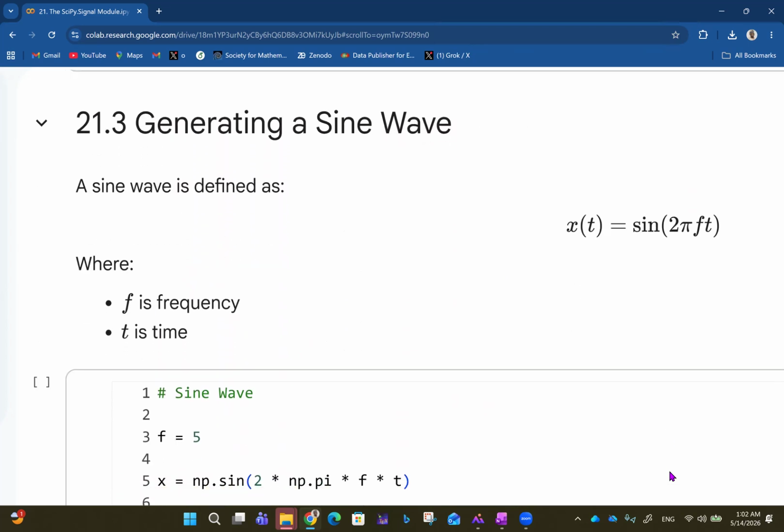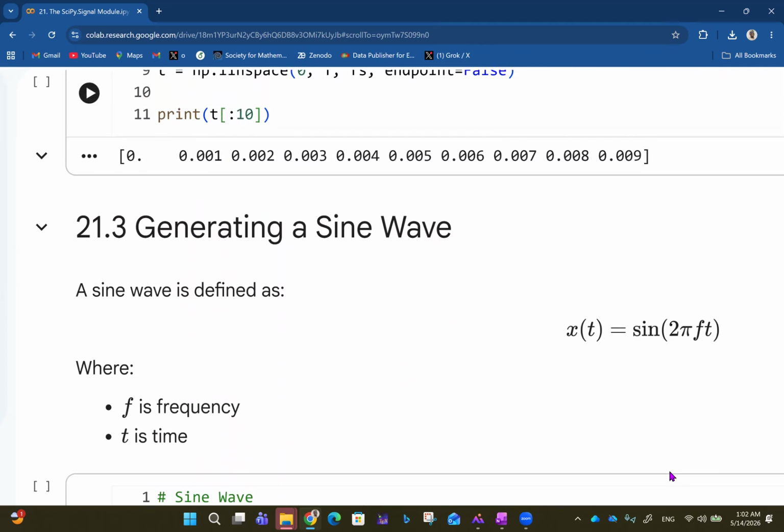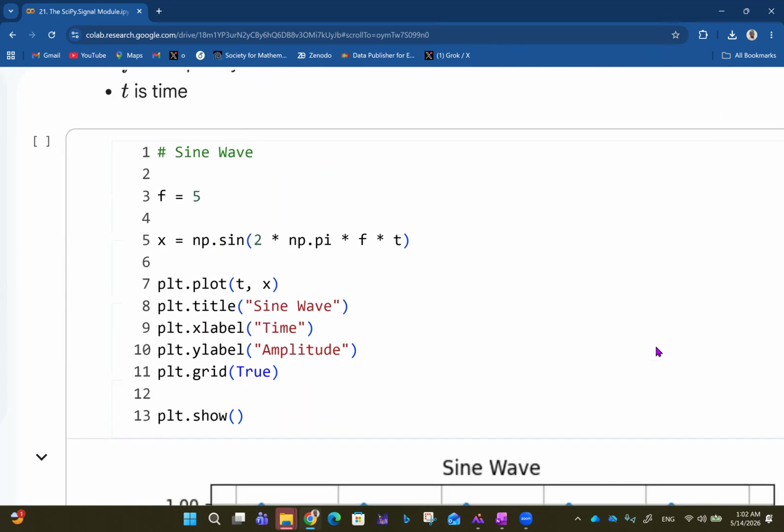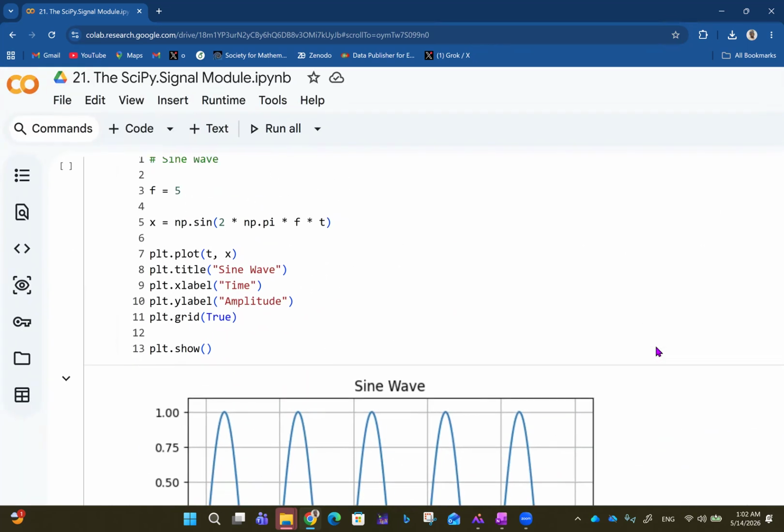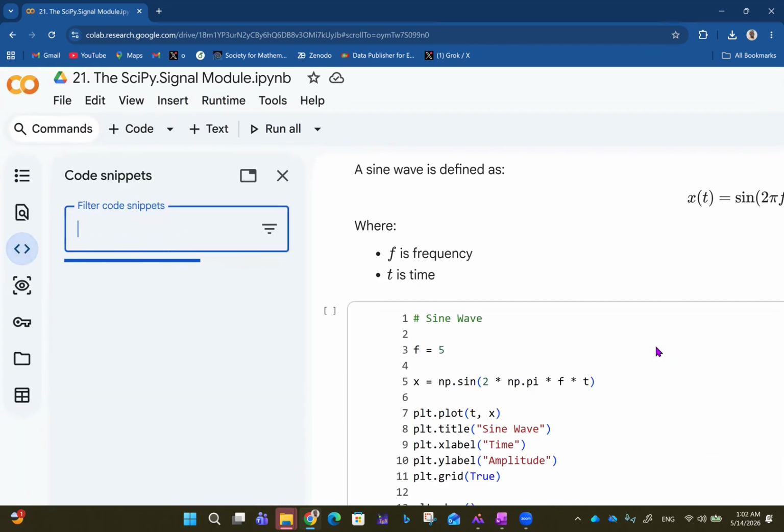Then if you want to generate a sine wave, you have a sine wave which is defined as x of t equals sine 2 pi ft. So this is actually the signal in this case. It's coming in the form of a formula or even a data set, where f is the frequency and t is time. To generate that sine wave, you use this simple code right here.